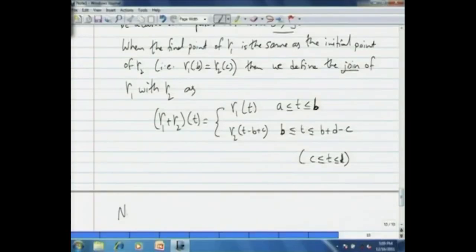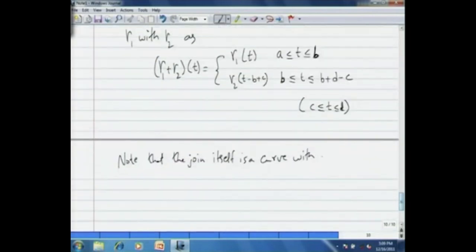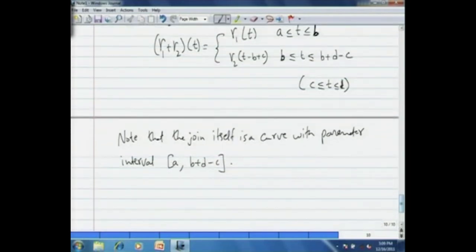So, note that the join itself is a curve with parameter interval a to b plus d minus c. Then we have done this for two curves.